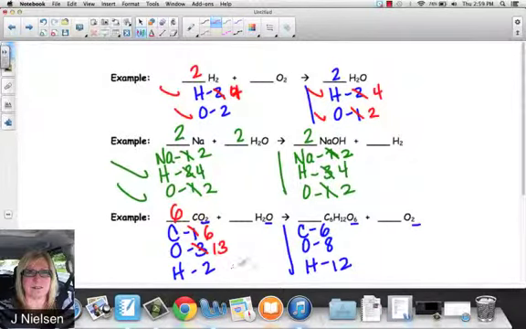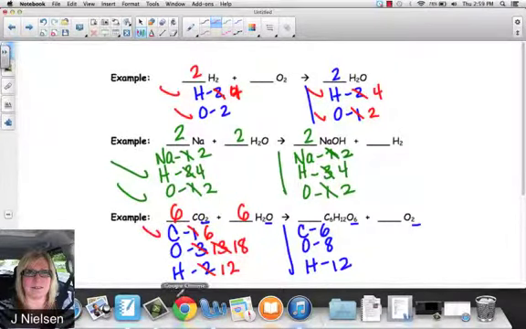Next thing I'm going to look at is my H's. And the reason why I'm skipping the O's right now is because O's are in two different places. When you have elements in two different places, it's a little bit more difficult. But H is only in one place. So I've got 12 H's here, and I only have 2 here. So if I put a 6 here, 6 times 2 will give me 12 H's. But now I affected my O's. 6 times 1 is 6, and 6 times 2 is 12. So 12 and 6 is a total of 18.